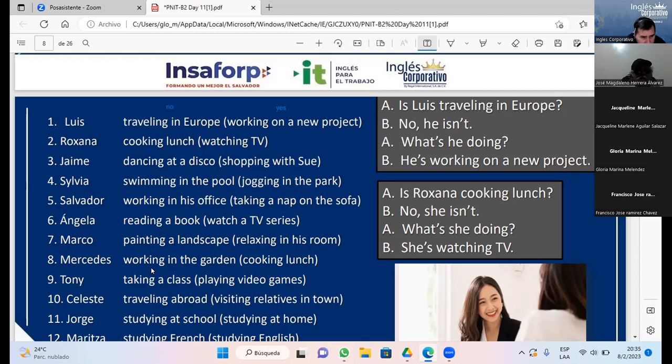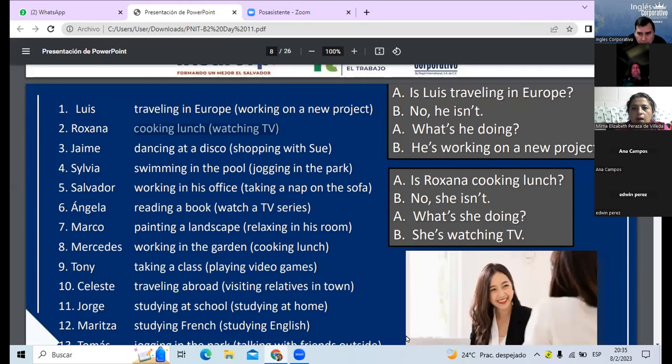Is Mercedes working in the garden? No, she's not. What is she doing? She's shopping with Zoo. He is shopping with Zoo.